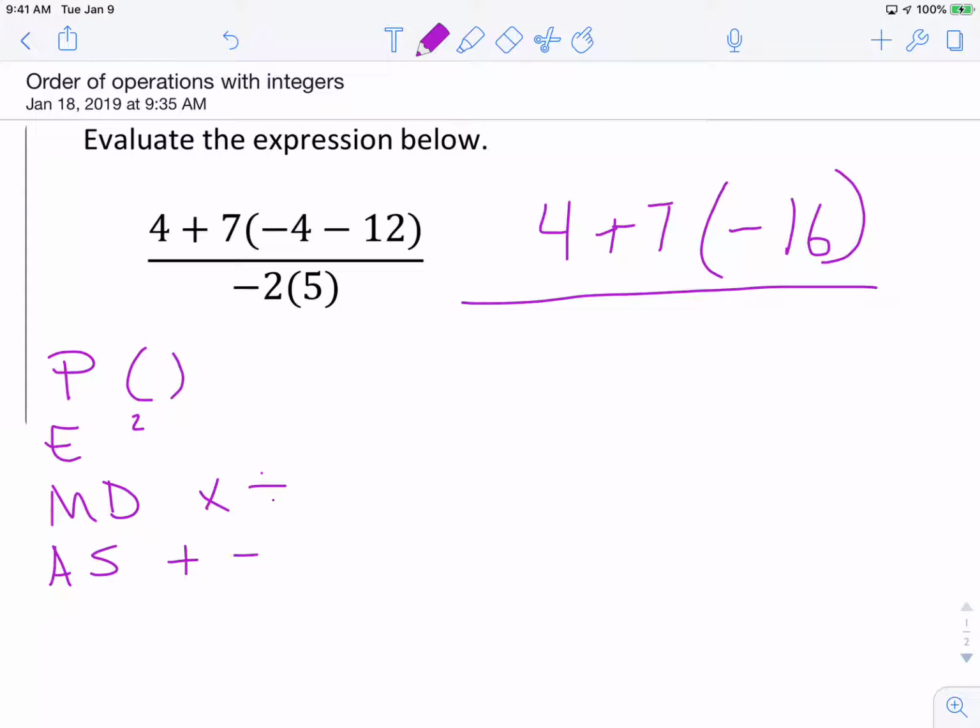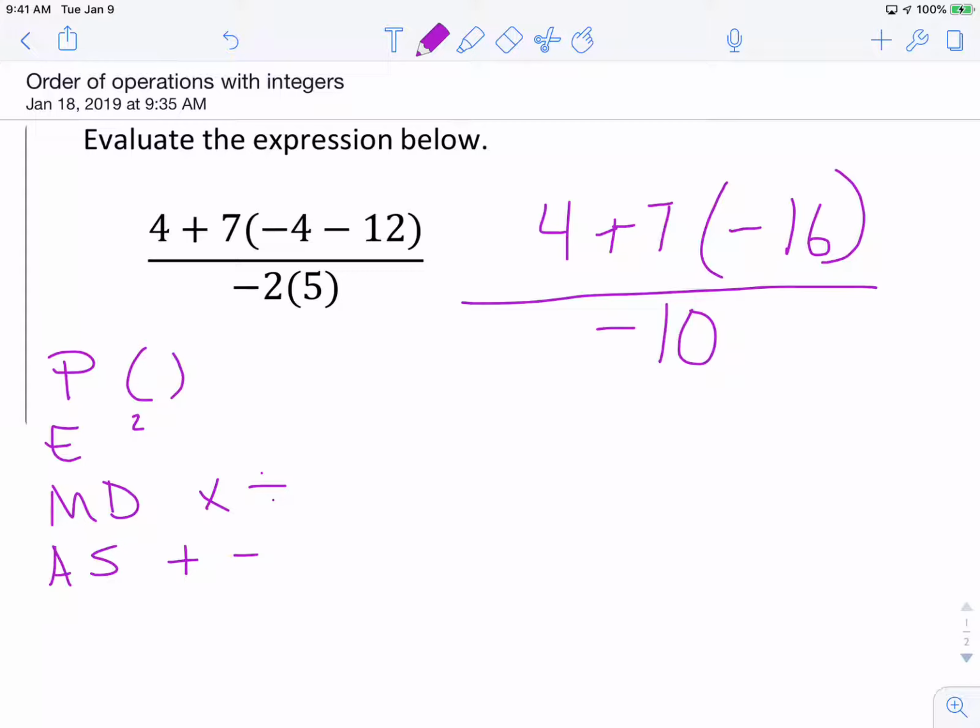And then I have a negative 2 times 5. A negative times a positive is negative. A negative times a negative is positive. In this case, I have a negative times a positive, which would make my answer negative. So 2 times 5 is 10, but I had one negative, so the answer is going to be negative 10.